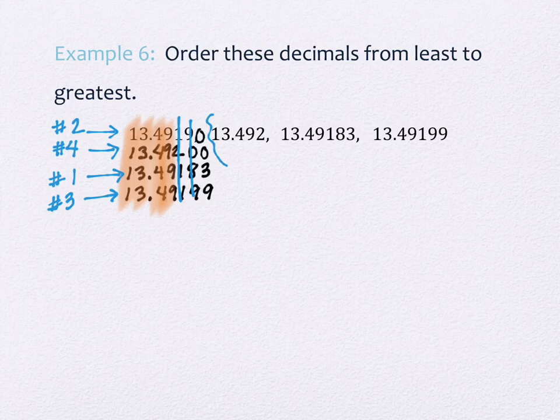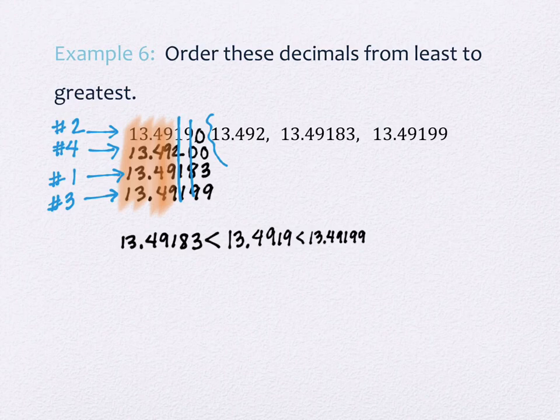So the smallest one was 13.49183. If you want, you can put a comma, or I kind of like putting my less than sign, because that again solidifies the fact that I'm going from smallest to largest. The second one, which is the first one I was given, 13.4919. The third one, which was 13.49199. And my last one, which is number 4, which was 13.492.